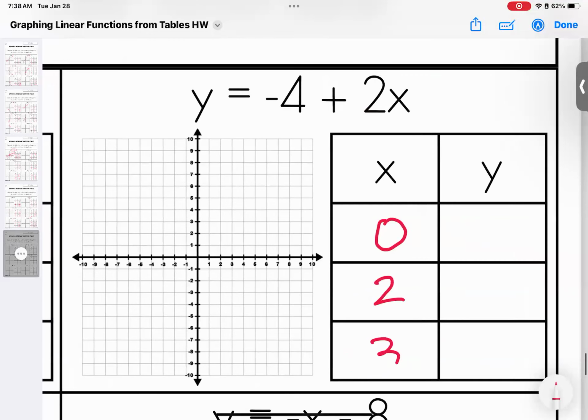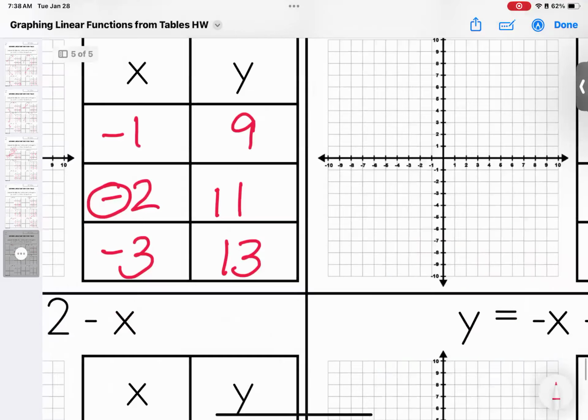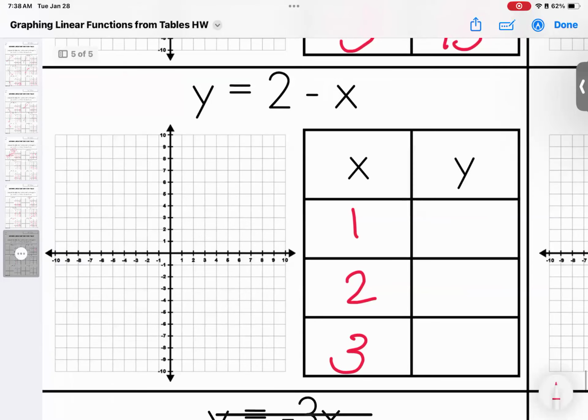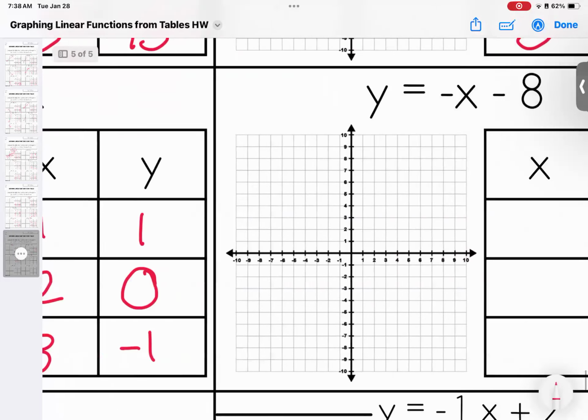0, 2, 3. 2 times 0 is 0 plus negative 4. 2 times 2 is 4 plus negative 4. 2 times 3 is 6 plus negative 4. Over here, let's subtract 1, 2, 3. Keep it simple. 2 minus 1 is 1. 2 minus 2 is 0. 2 minus 3 is -1.